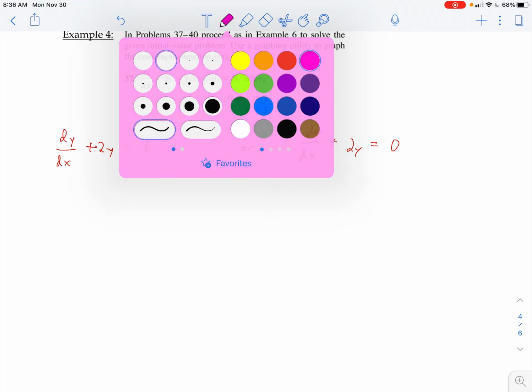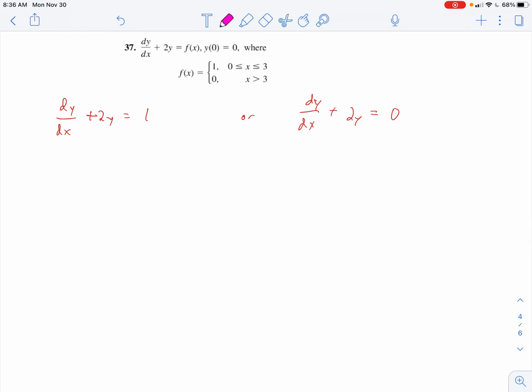It's not going to be too bad. We need to notice, what is our p? Our p is 2. So we have e to the integral of 2 dx. Let's integrate that. We're just going to get e to the 2x for our integrating factor. For the first equation, we have the derivative of e to the 2x times y dx equals, on the right-hand side, e to the 2x times 1.